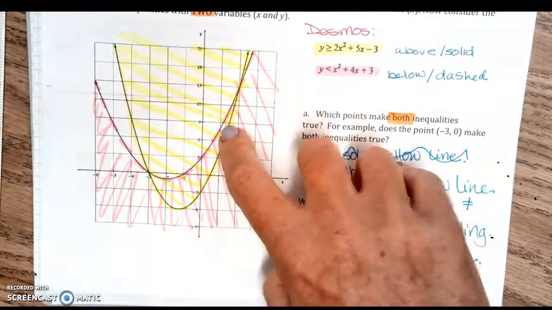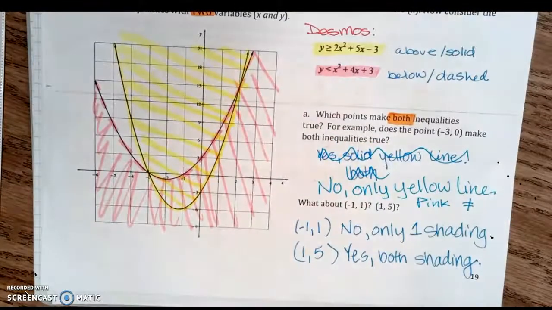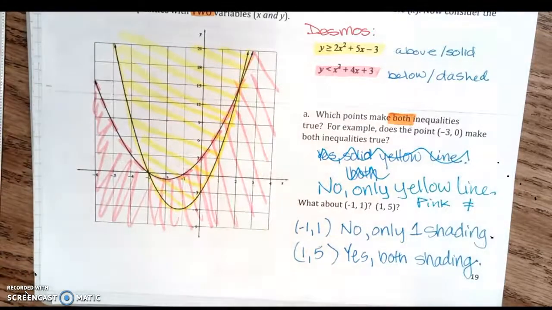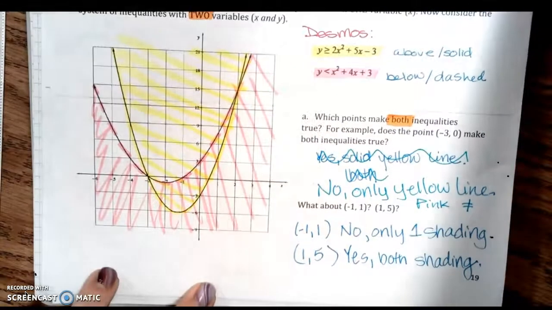You can mostly see it here. You can even see it better if you were in Desmos and you took your little pointer and you hovered. It would show 1, 5 was in there for sure. Okay? Any questions on 71? Nope. Anybody still writing? Nope. Okay.